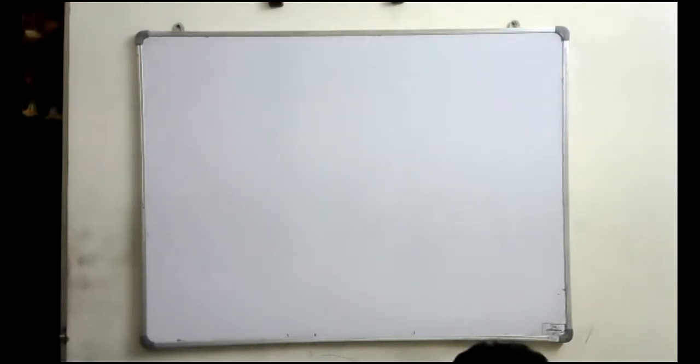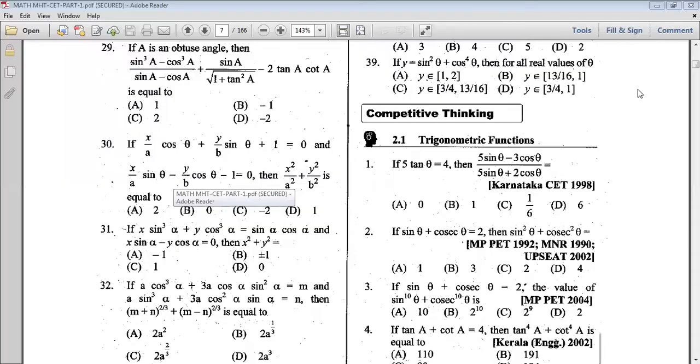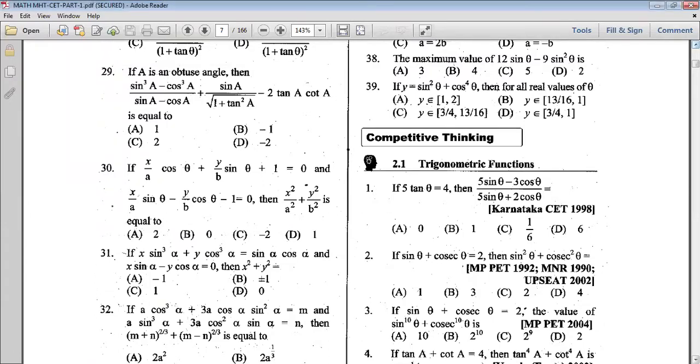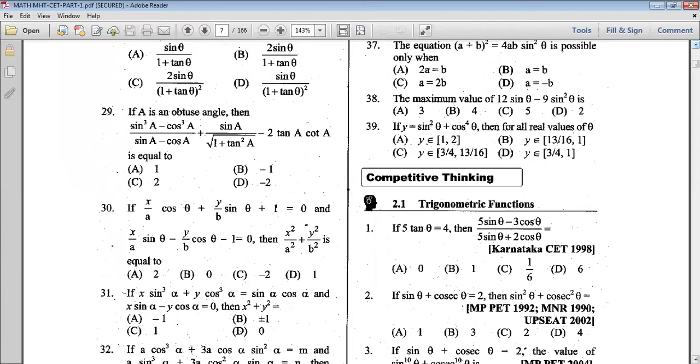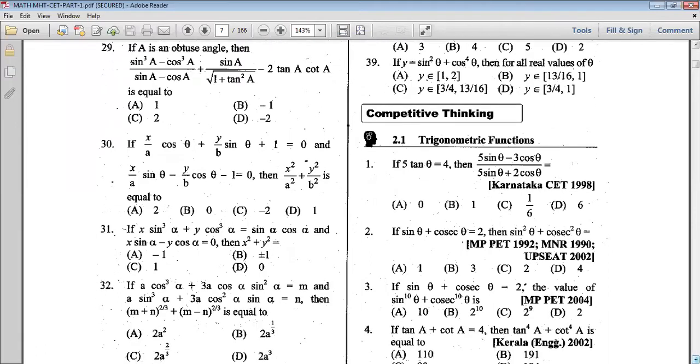So, in the material, कहाँ तक हो गए last class में? कहाँ तक हो गया? 29 29. 29th was completed, na? Yes, 30th was going on.